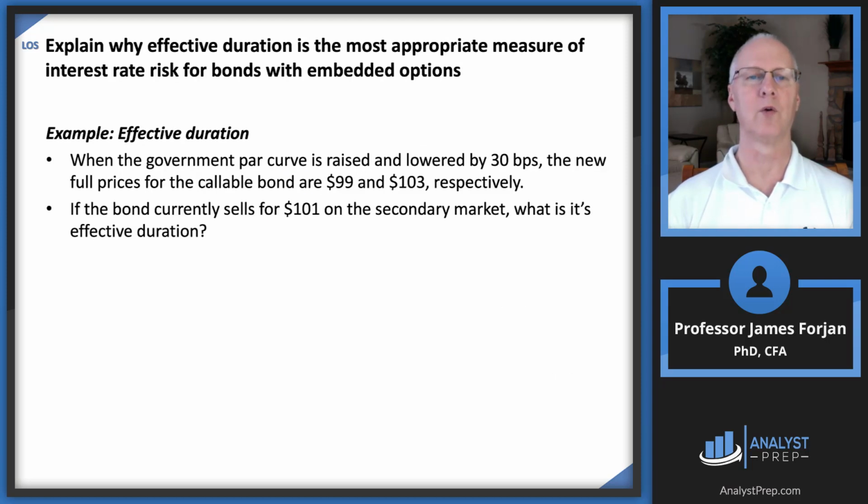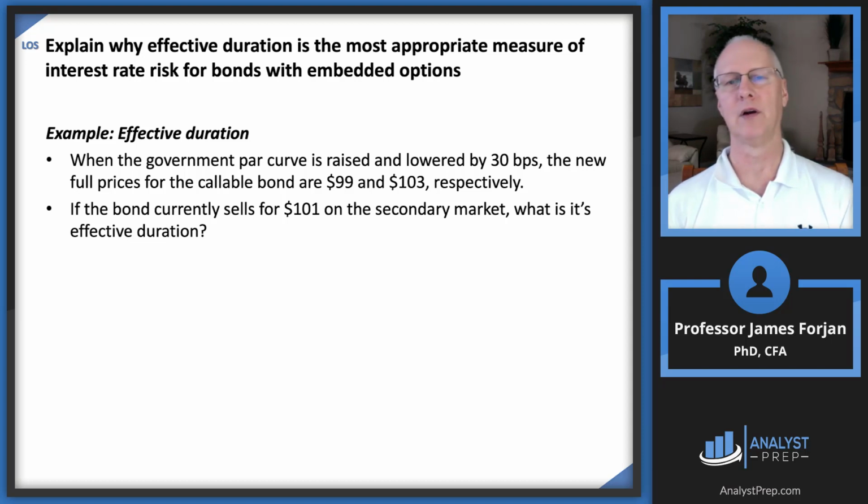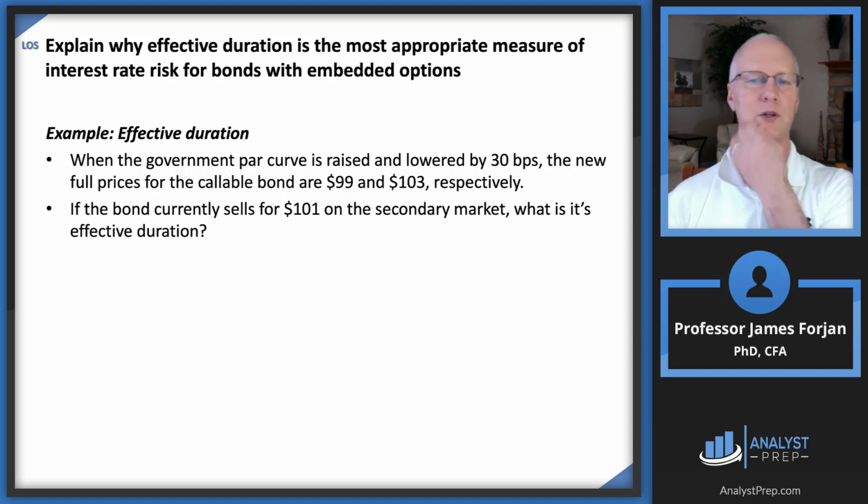Let's go ahead and work through a quick one here. So we've got the new full prices for a callable bond, 99 and 103 respectively. And this is in response to a 30 basis point change in yield, whether it goes up or down. Notice that the current price is 101. So if the yield goes up by 30 basis points, we have either a $2 increase or a $2 fall in the price of the bond. What is its effective duration?